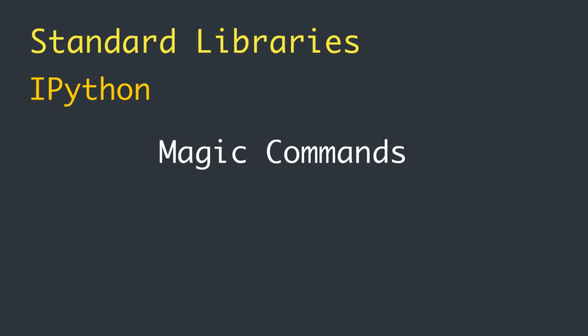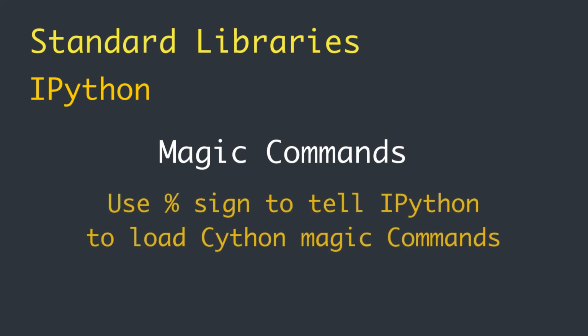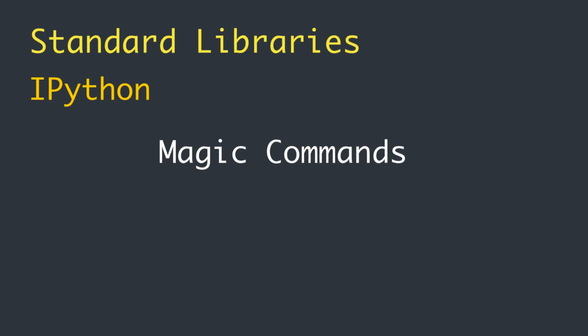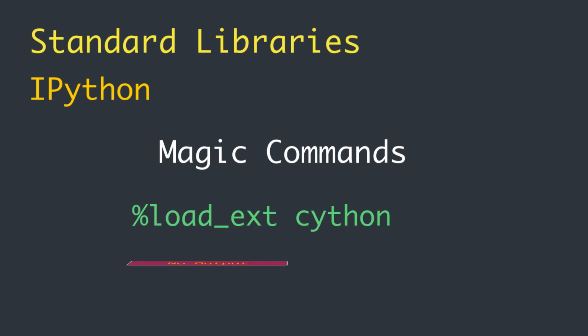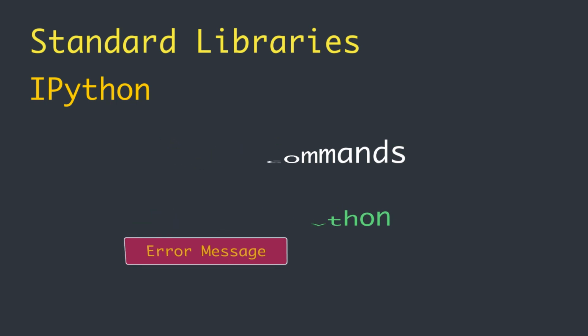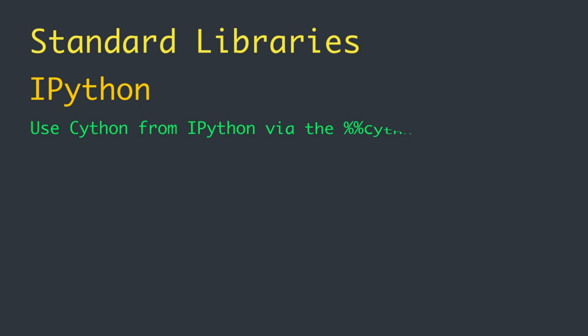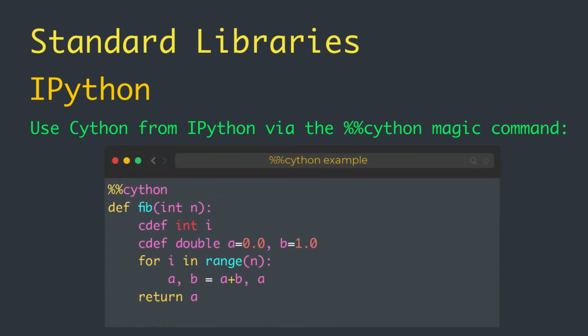Before we can use these magic Cython commands, we first need to tell IPython to load them. We do that by using the % sign followed by the load_ext magic command from the IPython interactive interpreter, or in an IPython notebook cell. You can see an example statement here. There will be no output if %load_ext is successful, and IPython will issue an error message if it cannot find the Cython-related magics. Now we can use Cython from IPython with the %%cython magic command. You can see an example code here.